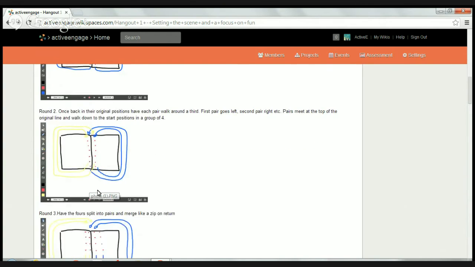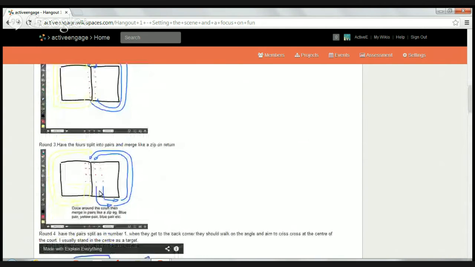Okay, then round 3. So now they're coming down in their 4s. You want them to split back into pairs, so that the two on the left-hand side would go off on the line of the blue, and the two on this other side would go off on the line of the yellow lines. And when they get up here, they're going to come down in pairs again. So the blue pair would go first, the yellow pair would go second, and they kind of merge like a zip here, and they come down to their original starting place again.